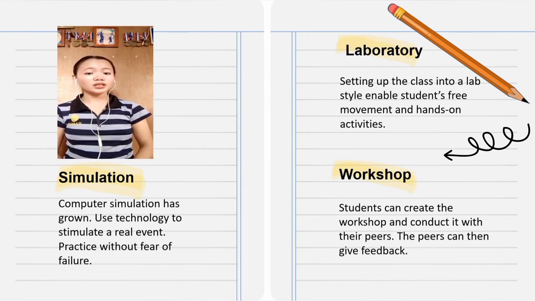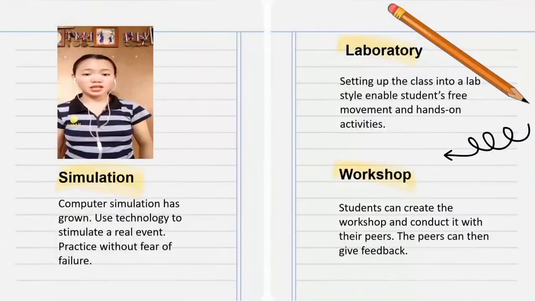And the next one is workshop. Students can create the workshop and conduct it with their peers. The peers can give feedback. Obviously, a workshop is a teaching structure that pushes students to be creative and responsible in their own learning. And that would be all.